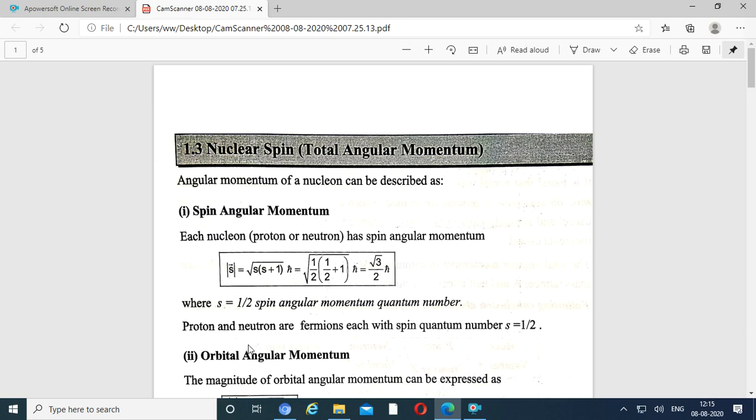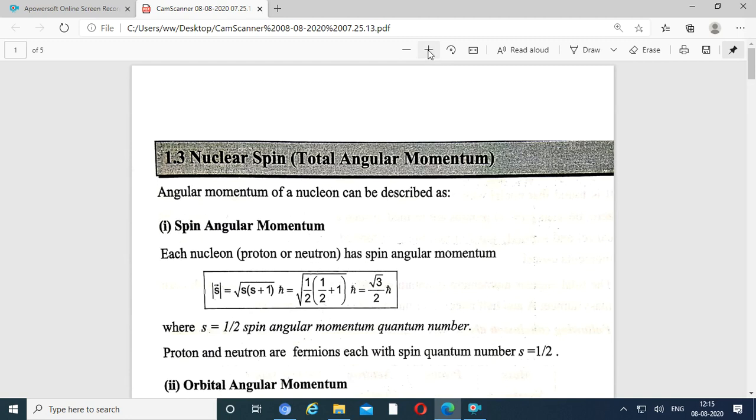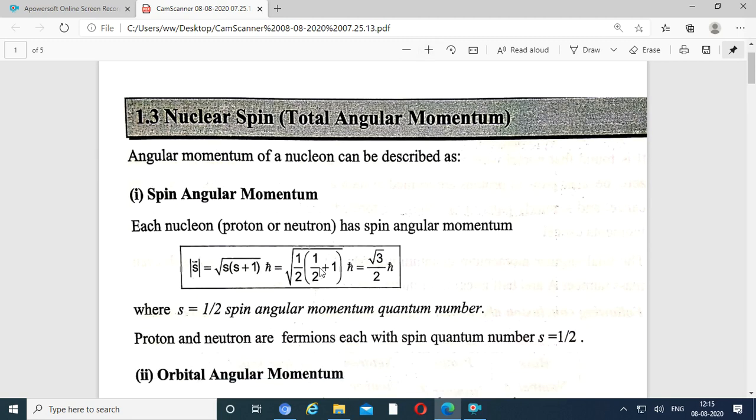I have already discussed the properties of nucleus, and in today's online class again I will discuss another property of nucleus, that is nuclear spin or total angular momentum. Angular momentum of a nucleon can be described as spin angular momentum and orbital angular momentum. So let us first discuss the spin angular momentum.